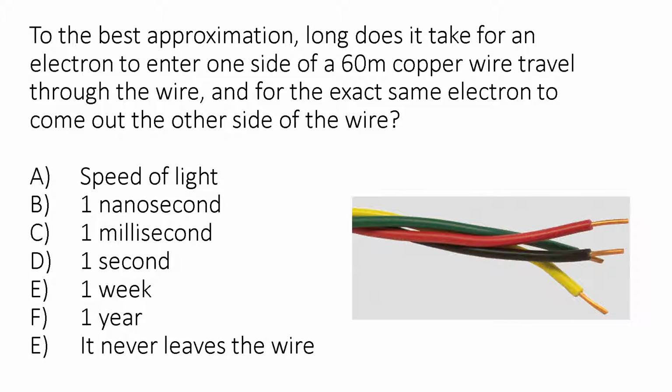So, to the best approximation you can do, how long would it take for an electron to enter one side of a 60-meter copper wire, let's say the red one in the picture, travel through the entire wire, and for that same electron to come out the other side of the red wire? Would it take the speed of light? Would it take 1 nanosecond, 1 millisecond, a second, a week, a year, or the electron never leaves the wire?